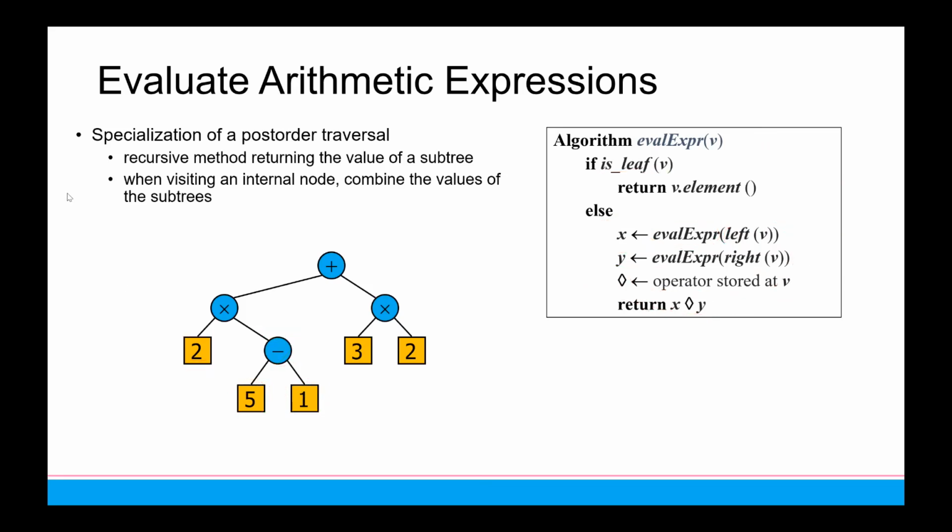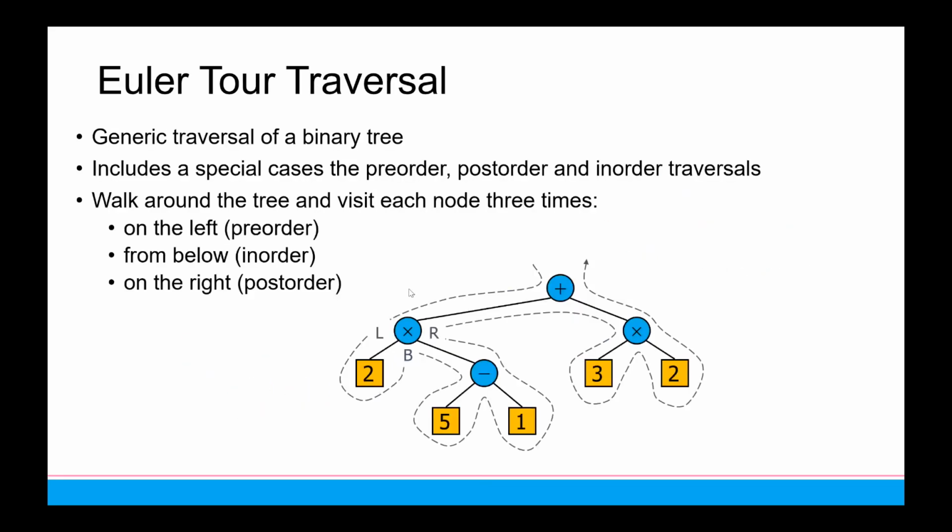There is another kind of traversal, but I think I will not explain it in detail. This is a generic traversal of a binary tree. It includes the special cases of pre-order, post-order, and in-order traversal. Okay, I hope that you understand now. Pre-order.